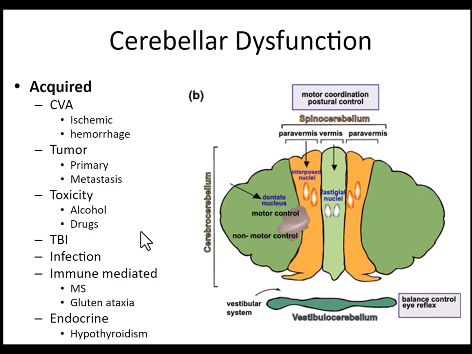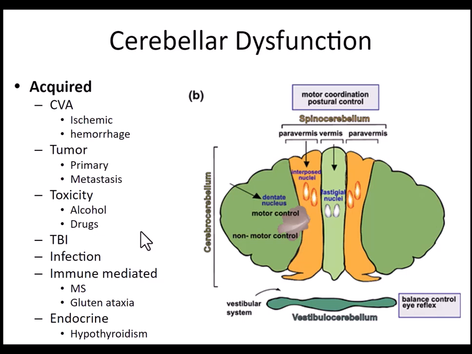You can acquire a cerebellar problem through a stroke, whether that be an ischemic or hemorrhagic stroke. It could be through a tumor, where the tumor actually started growing in the cerebellum, and that would be considered a primary tumor. Or it may be a metastasis from somewhere like the lung that ended up in the cerebellum.